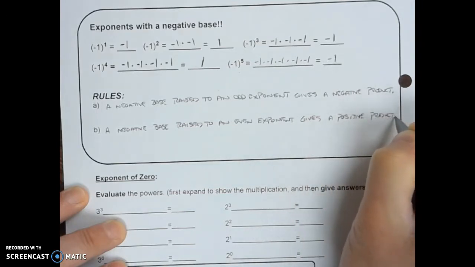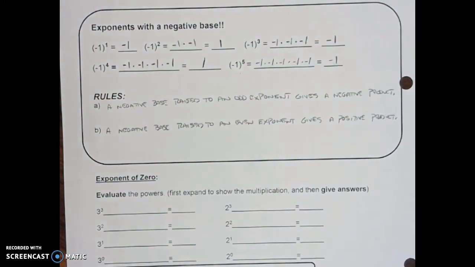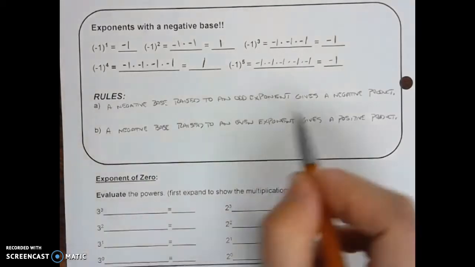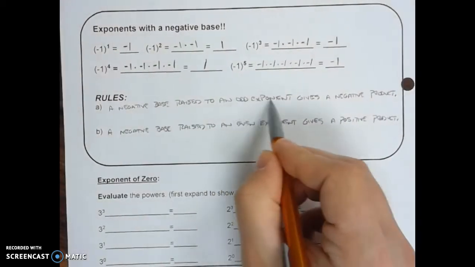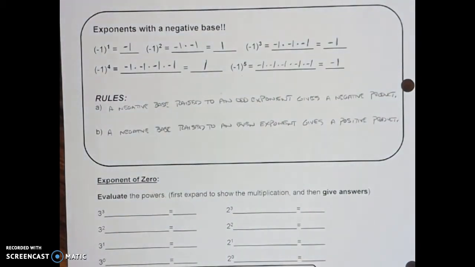Okay, and so it should be easy for us to identify, if we have a negative base, if our answer is going to be positive or negative, by looking at the exponent. Again, if it's an even exponent, we'll have a positive product. If we have an odd exponent, then that's going to give us a negative product.